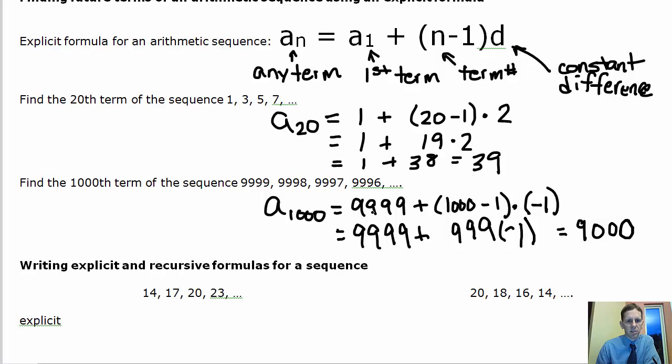So to find the 1,000th term, we're going to take the first term, 9,999, plus n, the term number, which is 1,000, minus 1, times the constant difference, which is negative 1 because the numbers are decreasing by 1 each time. So 1,000 minus 1 is 999, multiplied by negative 1 is negative 999, and if you add that to 9,999, you get 9,000 for an answer.